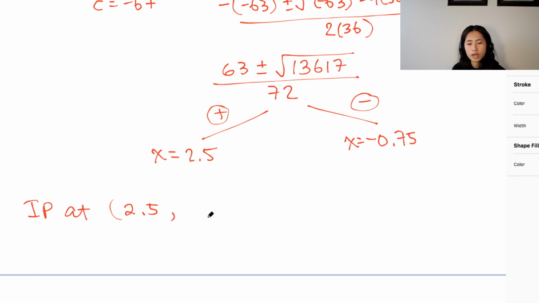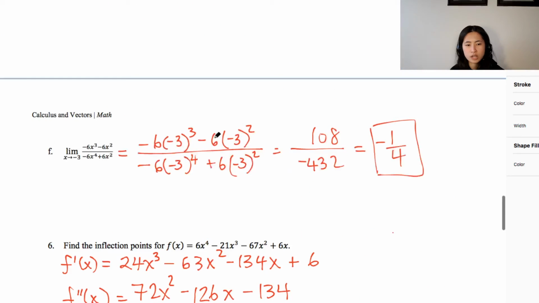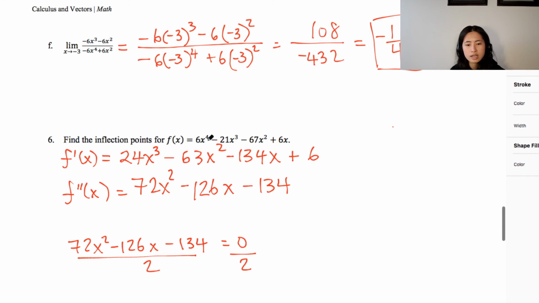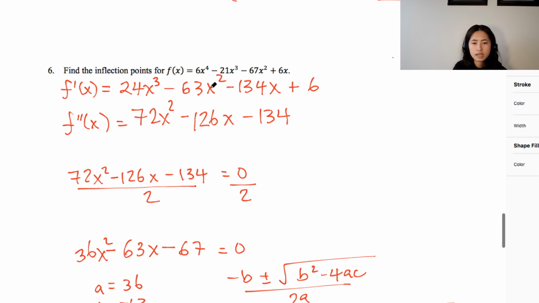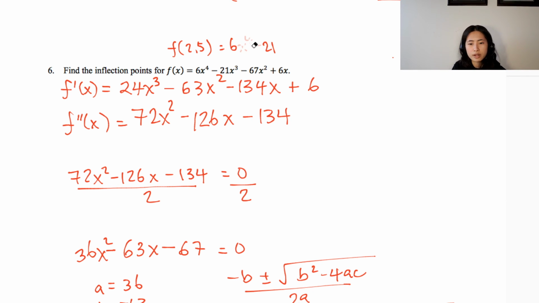So how do you find your y coordinate? Well, with this 2.5, all you have to do is plug that into your function. So your function is this, right? 6x^4, so let's say we plug in 2.5. So 6x^4 minus 21x^3, yeah, we were supposed to plug in 2.5, right? 6 times 2.5 raised to the power of 4 minus 21 times 2.5 cubed minus 67 times 2.5 squared plus 6 times 2.5, right?